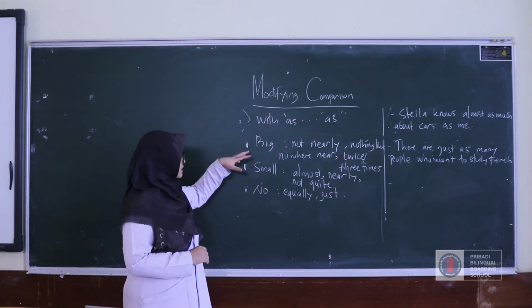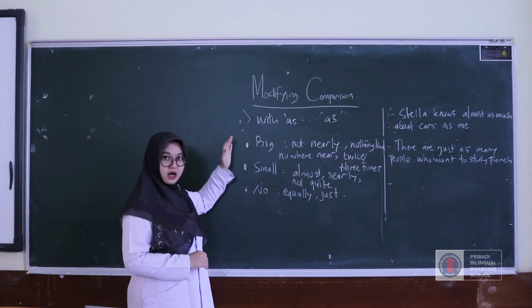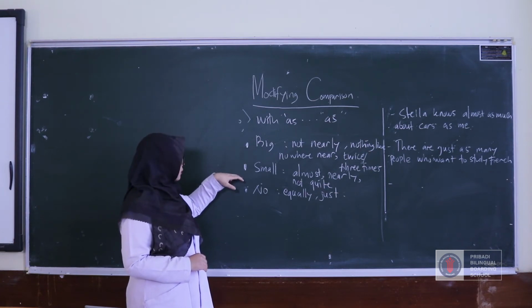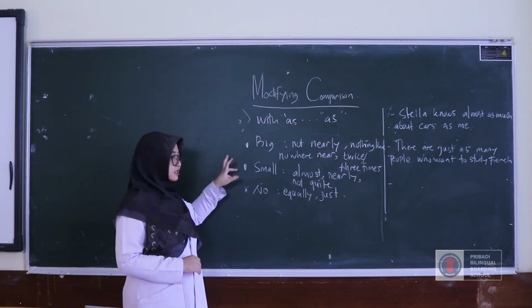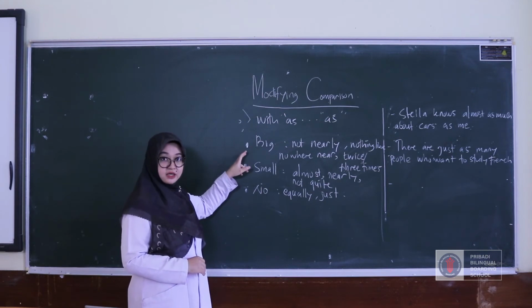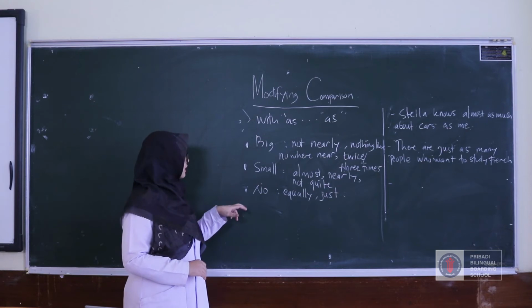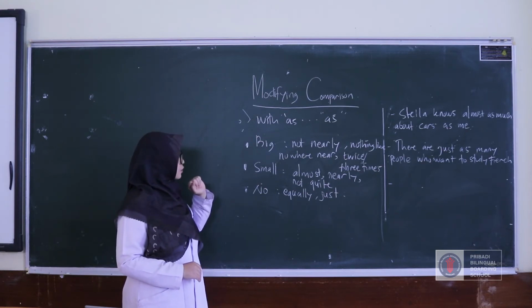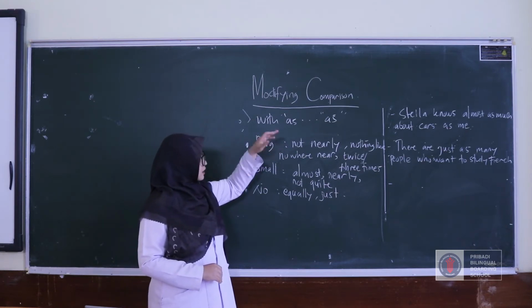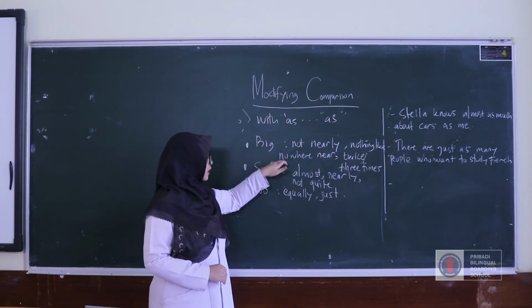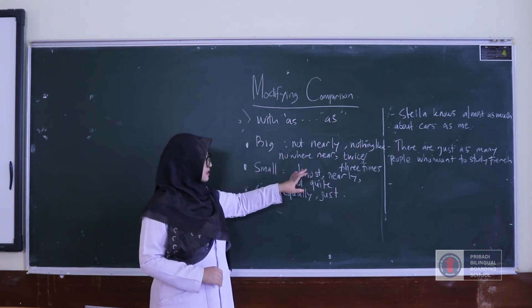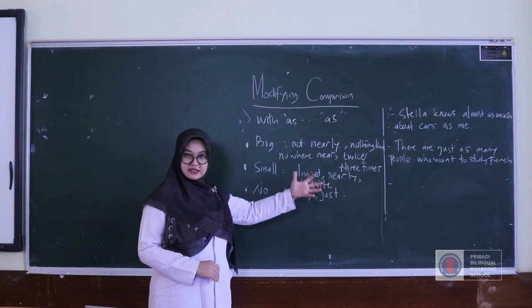As before, I have put this into 3 categories. The first is big difference, the second is small difference, and the last one is no difference. For the big difference, we can use the words not nearly, nothing like, nowhere near, and also twice or 3 times or 4 times, etc.